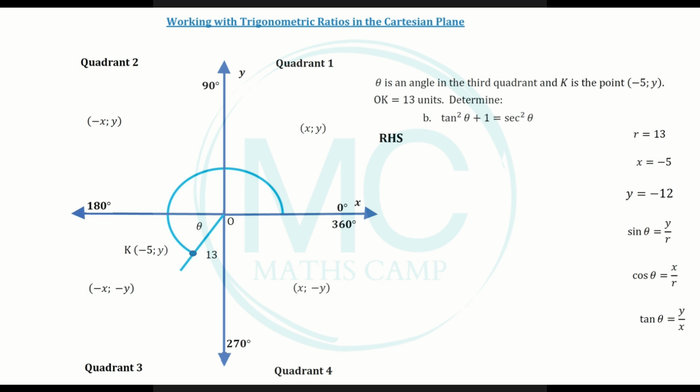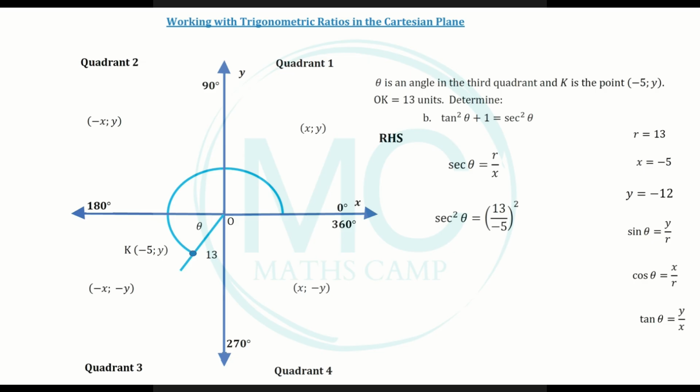Now, sec theta is the reciprocal ratio of cos theta. We know that cos theta is equal to x over r, which means that sec theta is equal to r over x. In this case, r is 13 and x is -5. So we can say sec theta is equal to the value of r, 13, over the value of x, which is -5. But in this case, we need to square sec theta. So let's put a square in over here. Let's put a bracket around our fraction and square it as well.